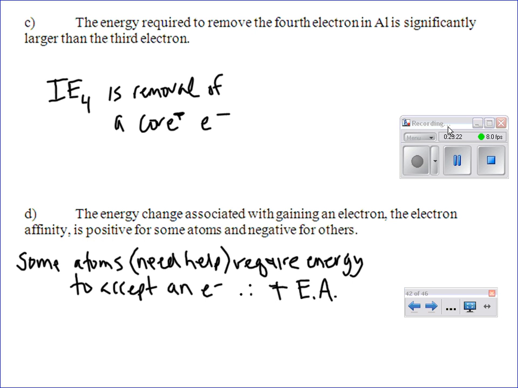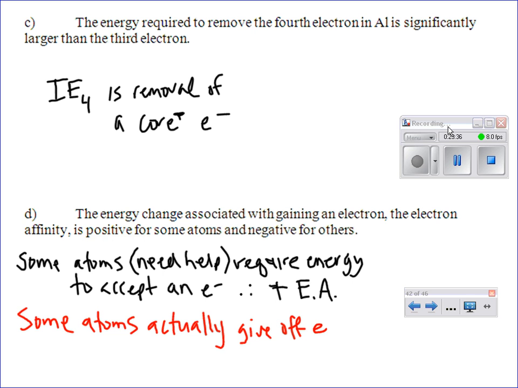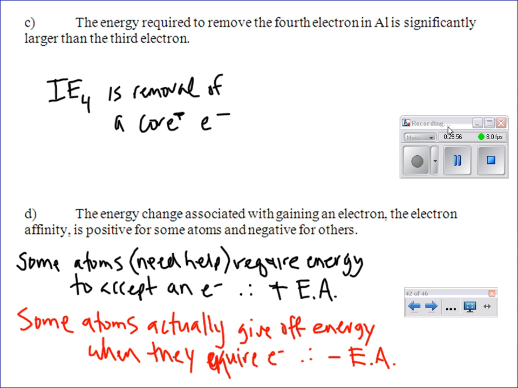Okay, and then some atoms actually give off energy when they acquire an electron, i.e. fluorine. And therefore, those are going to have negative values for their electron affinity. And that's it in a nutshell. So please read your textbook, come and see me if you have any additional questions.